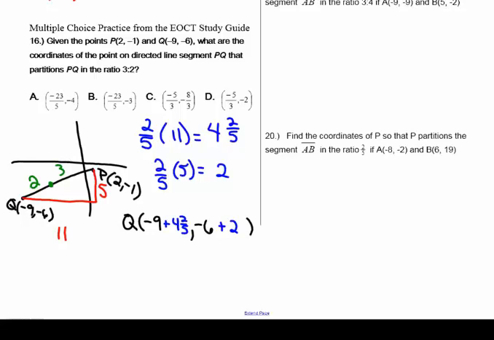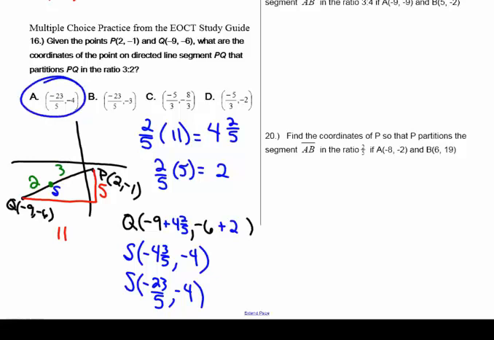So our point, and let's just call this point S. So point S is going to be -9 plus 4 gives us -5, plus 2/5 will give us -4 3/5, and then -6 plus 2 gives us -4, and these are in improper fractions, so let's change our x value. 4 times 5 is 20 plus 3, so that gives us -23/5, and then we have -4 as the y value, so that is going to be answer choice A. All right, so you go ahead and complete problems 17 through 20.